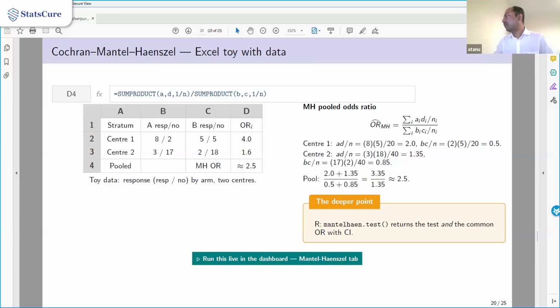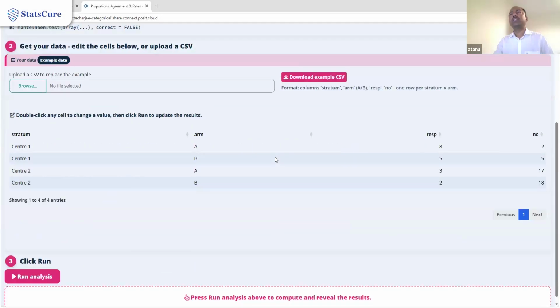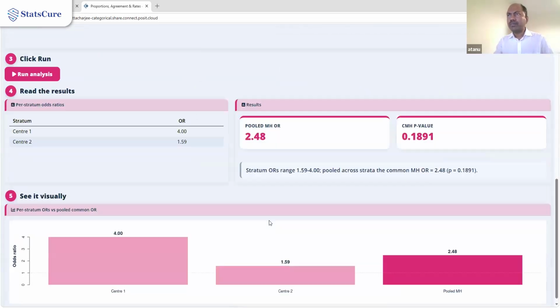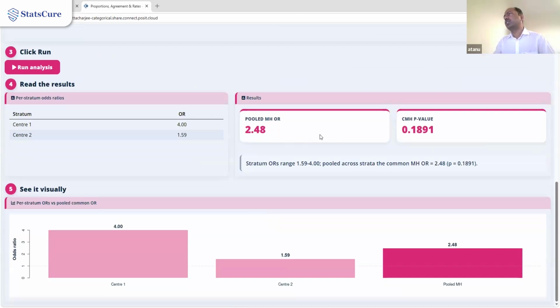And again, let's look at this example with the dashboard. This is an example with center, arm A and arm B, and the responders are given as how many were yes and no. For center 1, for arm A, responders were 8 and non-responders were 2. Arm B had 5 and 5. Then 3 and 17, 2 and 18, and this is where we have the pooled odds ratio calculation.